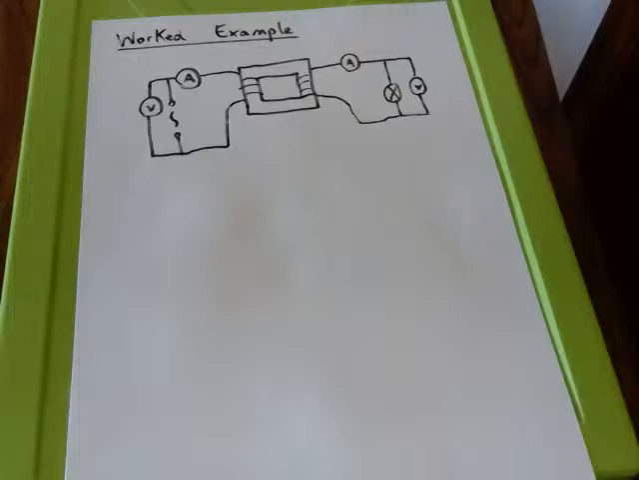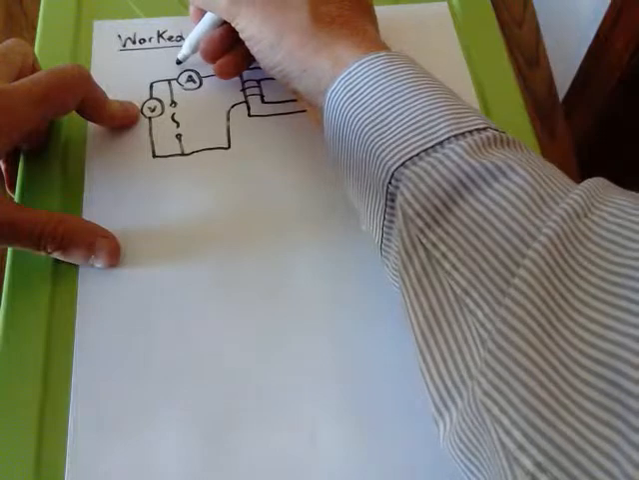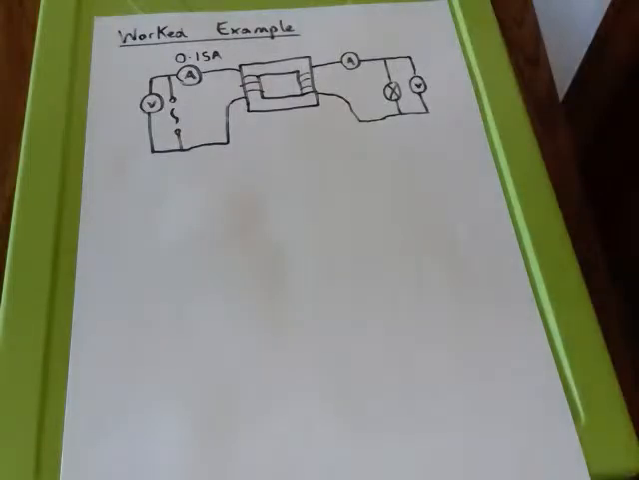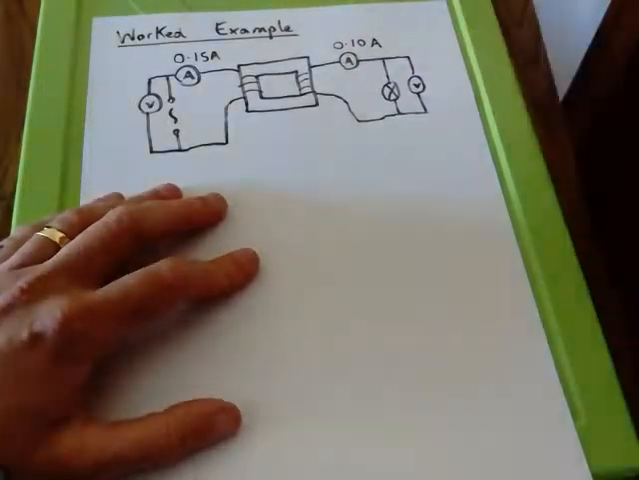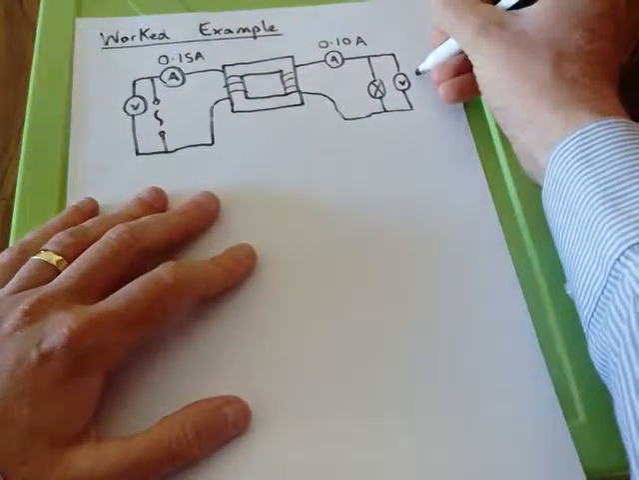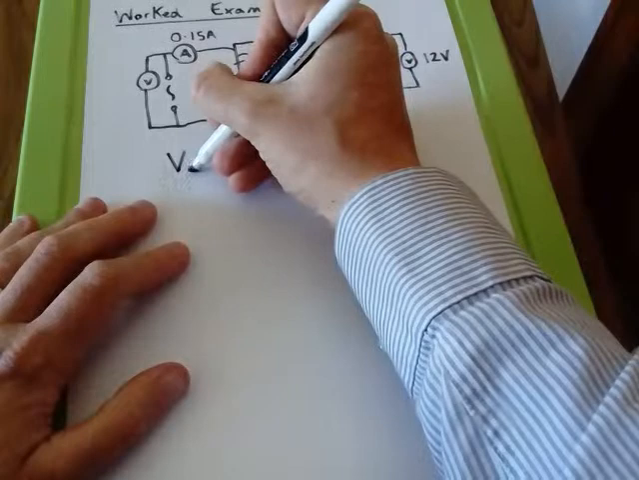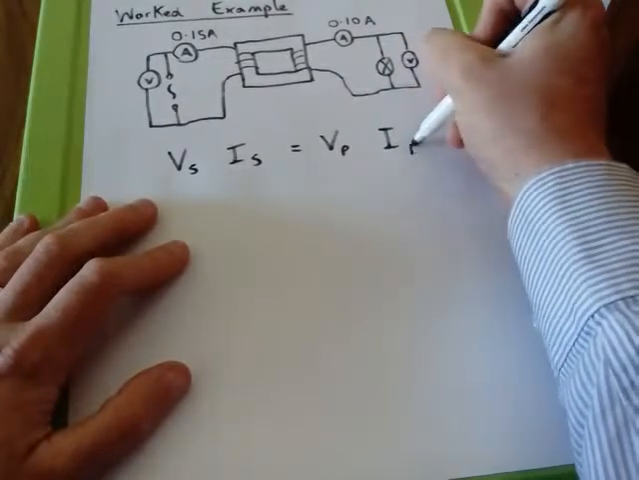Now I'm just going to put a few numbers in. Let's say in this case that the thing we don't know is the primary voltage. So we don't know what voltage went in, but we do know that a current of 0.15 amps is flowing there. And let's say on this side that there's a current of 0.10 amps, and that the voltage we're getting out is 12 volts. Well, let's employ the equation to work out that primary voltage that was being supplied to the circuit. So it doesn't really matter which way around we write this, but I'm going to keep it as before. VS IS equals VP IP.